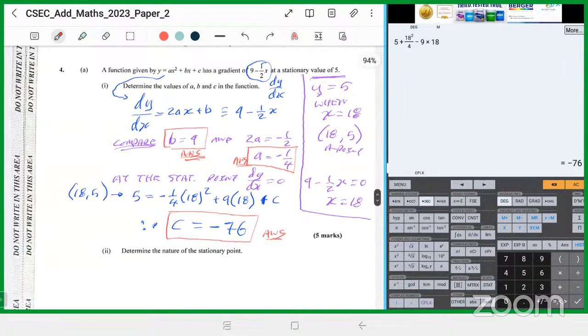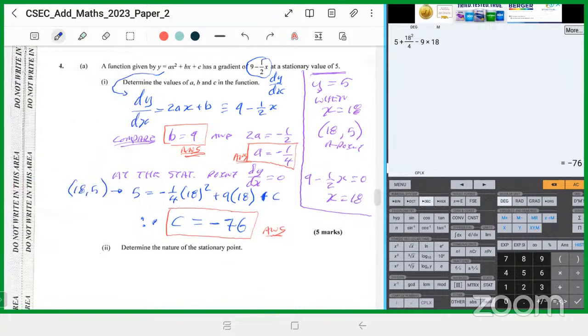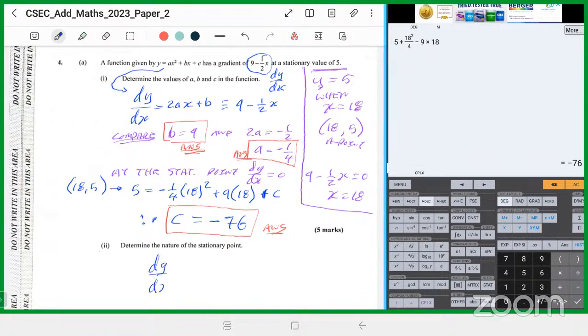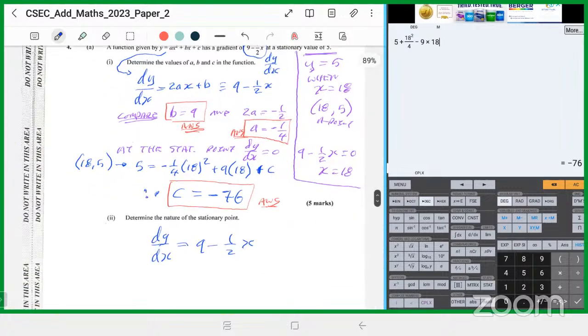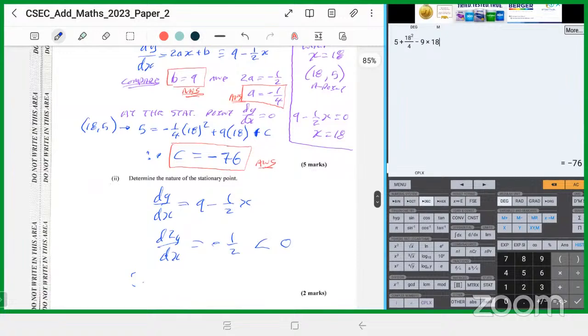All right, then it says determine the nature of the stationary value. To determine the nature, the A is negative, so it's going to be a maximum, right? But let's use the second derivative method. We know that dy by dx is 9 minus half x. That's what we were told. And so d2y by dx squared is going to be this differentiated. It's going to get negative half, which is less than 0. Therefore, the nature of the stationary value is a maximum.